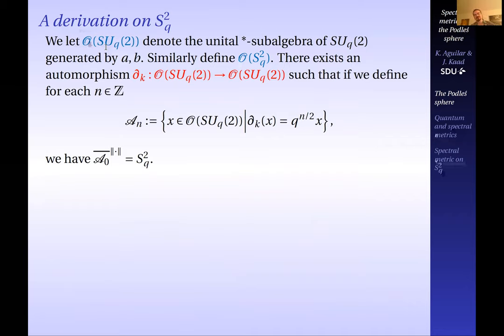And you can actually recover that spectral triple in this fashion. So you consider the spectral triple on the Podleś sphere. You can consider the polynomial subalgebra of SU_q(2), and also you consider this automorphism here and these spaces.